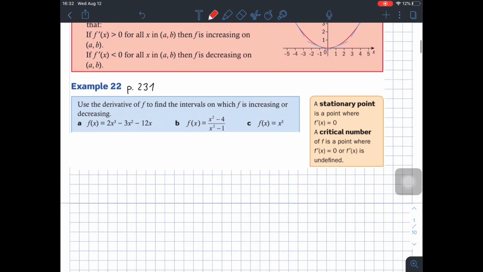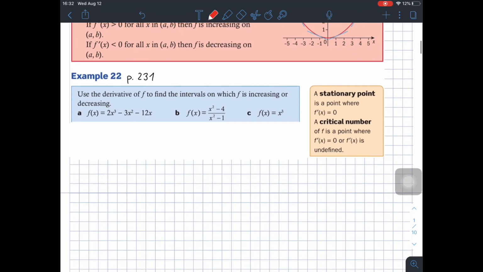So it says, example 22, use the derivative of f to find the intervals on which f is increasing or decreasing. So we're going to be analyzing these 3 functions. We're going to determine the intervals in which each of these is increasing or decreasing by applying the first derivative in this case. Okay, so here are some concepts. It says a stationary point is a point where the first derivative is 0. So a stationary point can be a maximum or a minimum point, or maybe an inflection point, which we're going to see what they are about.